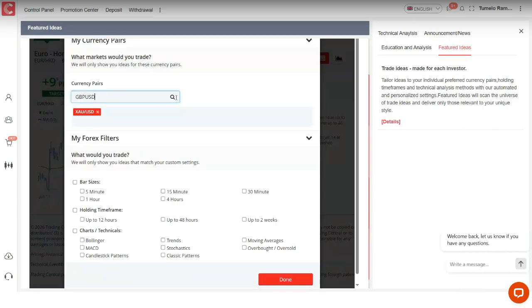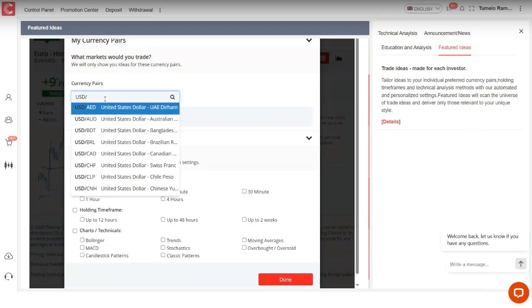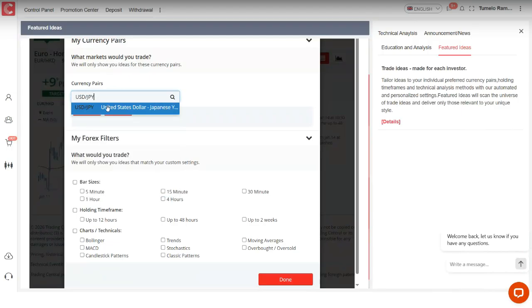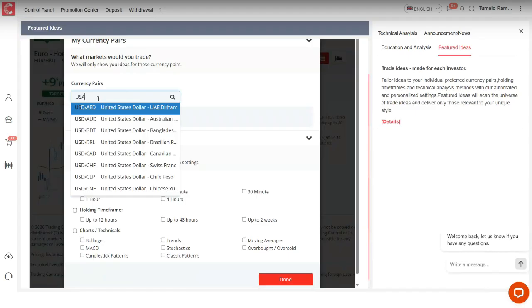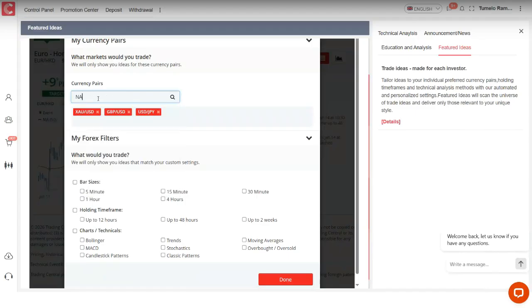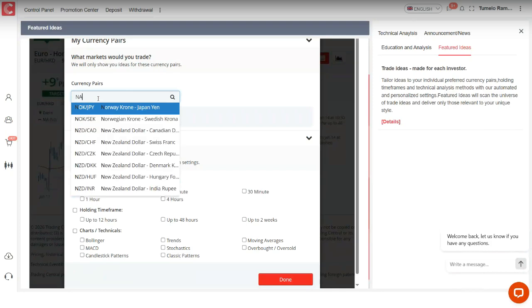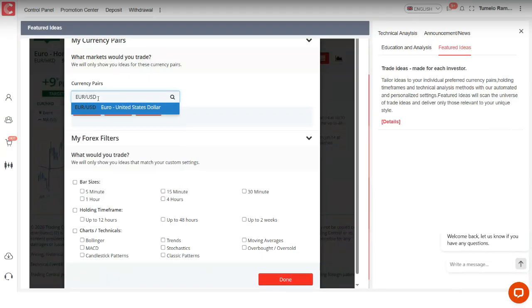GBP USD. There we go. Maybe another one I want to add is USD JPY. Okay. And then let me add in here. I'll add EUR USD as well, just as an example. And I've got GBP USD. Okay, that should be fine.